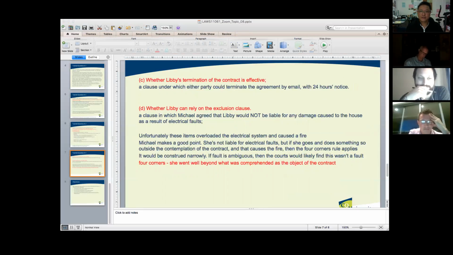Okay, any questions? So in this case, the answer to whether Libby can rely on the exclusion clause is no, because the exclusion clause only operates on the assumption that the house burned down as a result of an electrical fault that was within the contemplation of the parties, in which case, what would have been within the contemplation of the parties would be an electrical fault as a result of the usual way in which Libby would have stayed in the house. But to have had a party and brought in a smoke machine and disco lights was not within the contemplation of the parties. So as a result, you bring in the four corners rule, in which case it would be difficult for Libby to argue that she can rely on the exclusion clause.